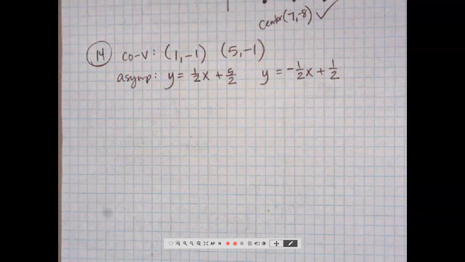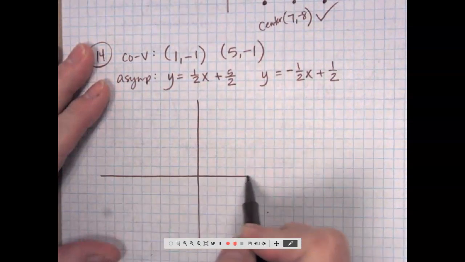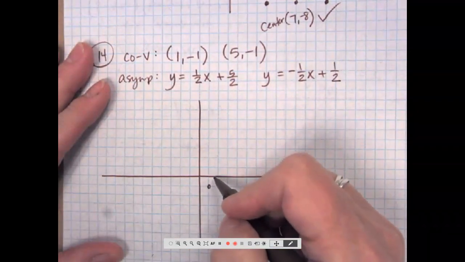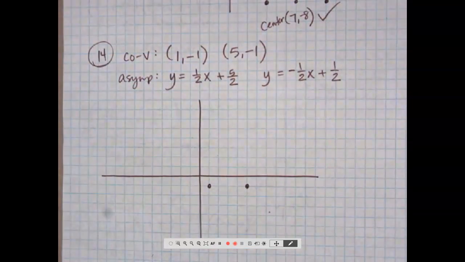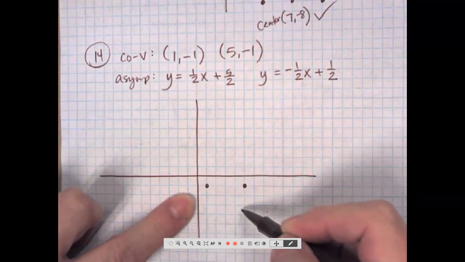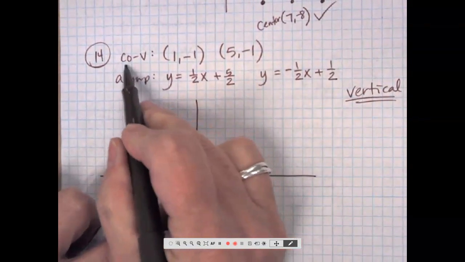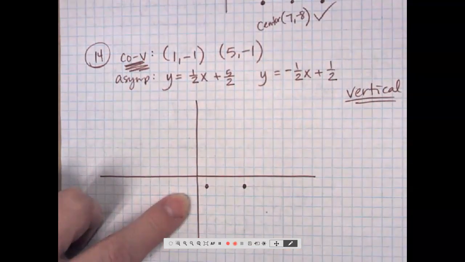Okay, let's plot these 2 points. Negative 1, 5 and negative 1, 5... 4, 5, negative 1. Okay, those are not vertices. They are co-vertices. So is this vertical or horizontal? Vertical, because the curves are not going through these 2 points. That means they have to be doing this. So it is vertical, because these are the co-vertices, not the vertices. So my curve is not cutting through these. It has to be like that.